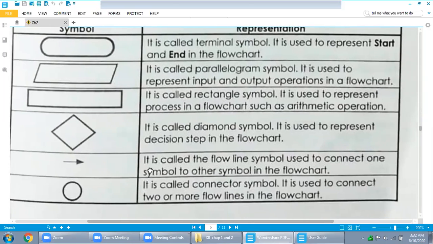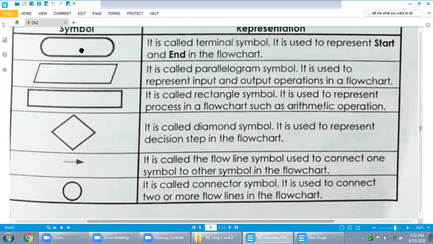Next one, arrow: right arrow, down arrow, whatever the arrow, the symbol is an arrow. It is called the flow line symbol. It means that, let's say, start, then flow, then input, then flow, then processing, then flow, then decision. So we will use the arrow symbol for the flow of data. It is called the flow line symbol, used to connect one symbol to another symbol in the flowchart.